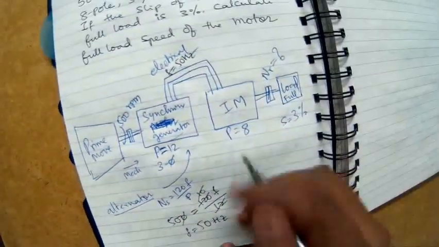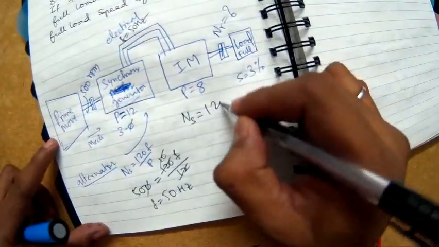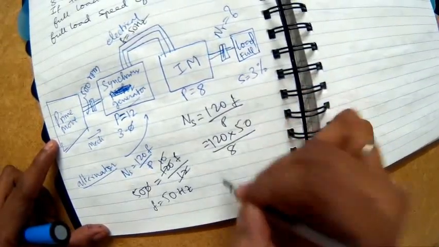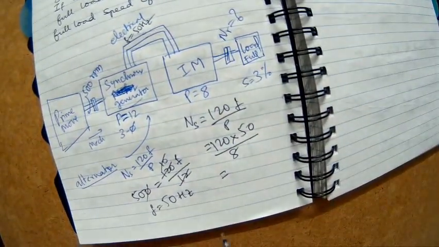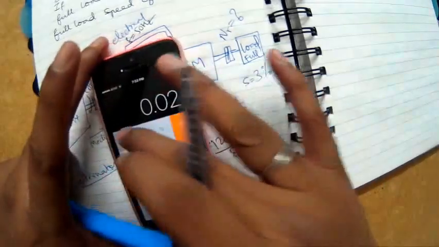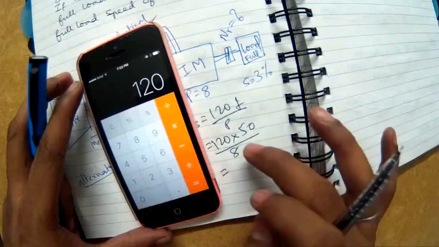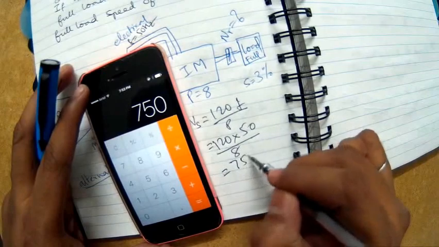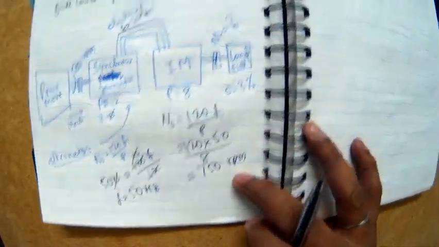Now it is easy to calculate the synchronous speed for the induction motor. Again I apply 120 F by P. So 120 into 50 divided by 8. I think a while ago we solved a problem like this, 8 pole. So 120 into 50 divided by 8 is 750 rpm. Now with 750 rpm, if there is slip of 3%, then what is the Nr?